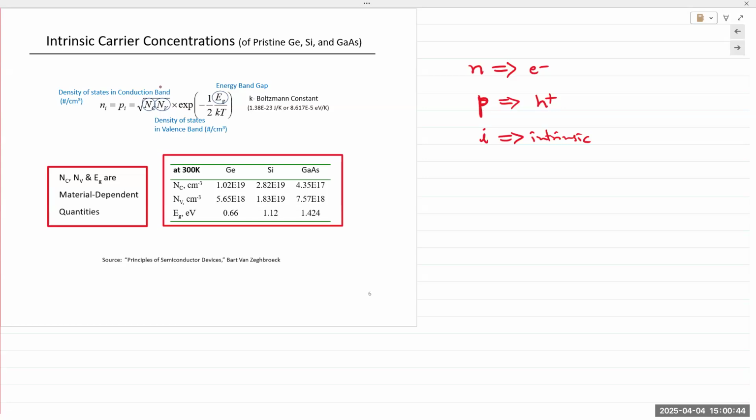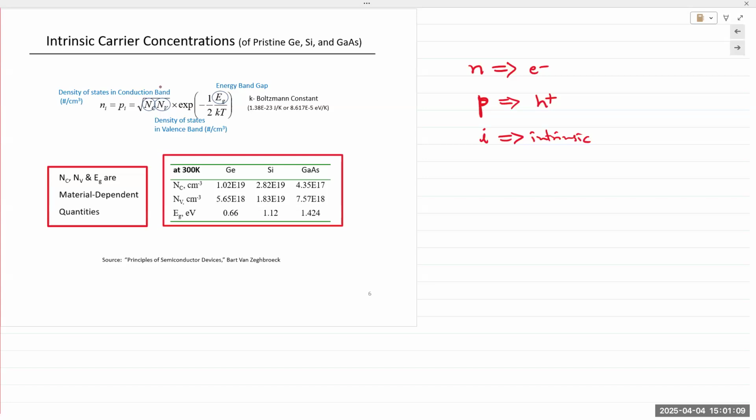The only unknown would be temperature, meaning if there's a question saying calculate the number of electrons that are present at like 400 Kelvin, simply look up the table, plug in the numbers, plug in the temperature, and perform your calculation. Okay. So again, you don't have to memorize the equation, but you certainly have to understand what the equation does.